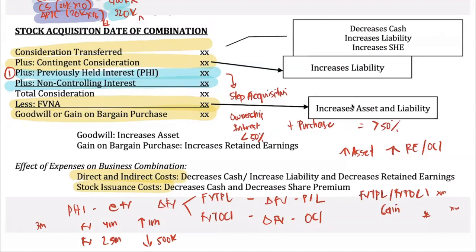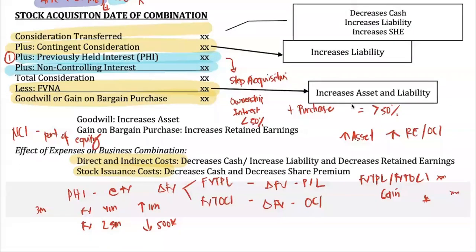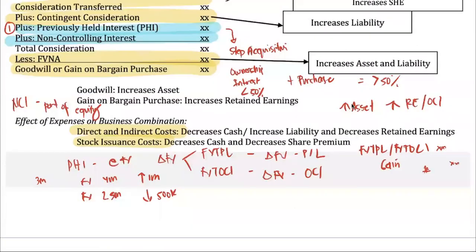Clear? And then if there's a non-controlling interest, you will place your non-controlling interest, NCI, as part of equity. So if you make an entry, you will record an NCI as part of equity. Say your consideration transferred is cash, so you credit cash. You will also credit contingent liability if you have a contingent consideration. You will also credit your previously held interest.